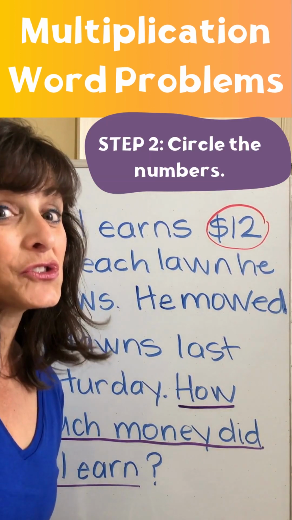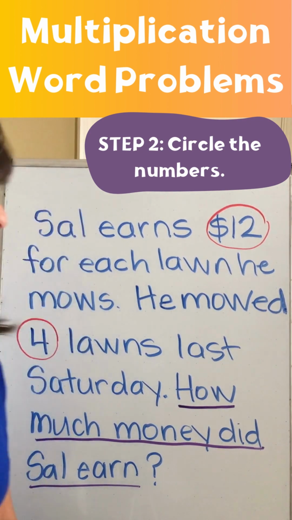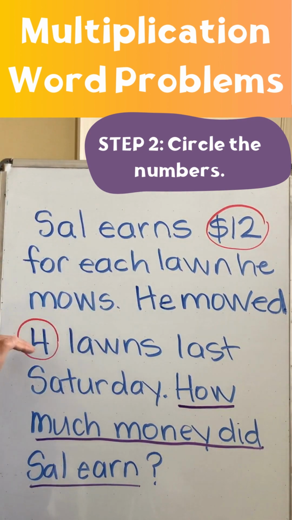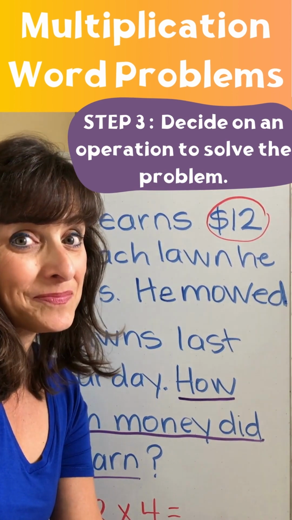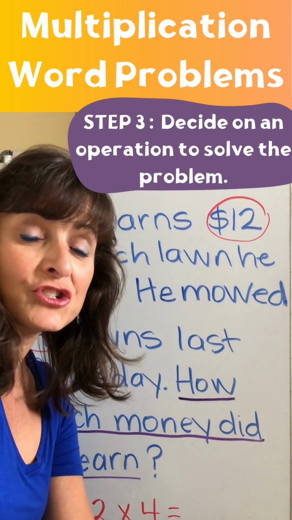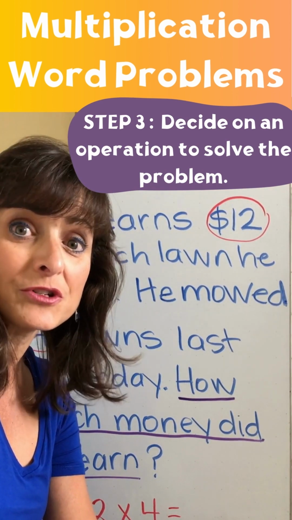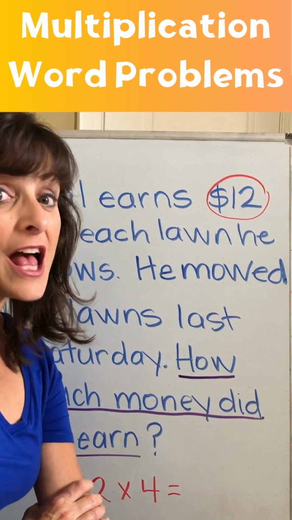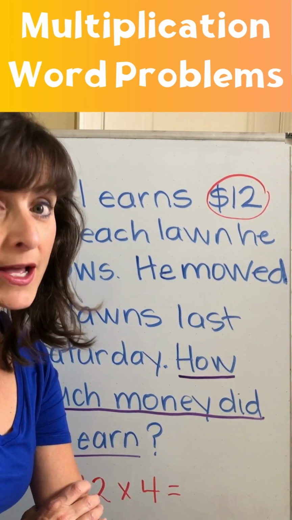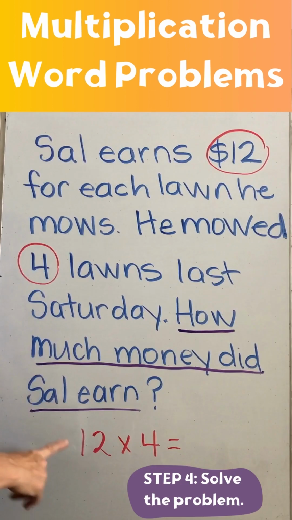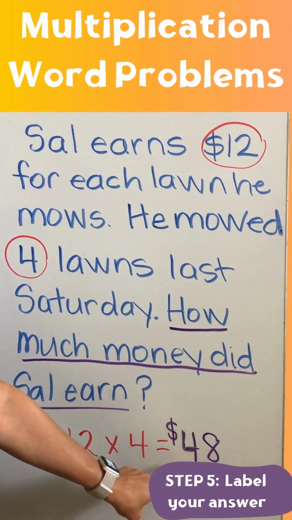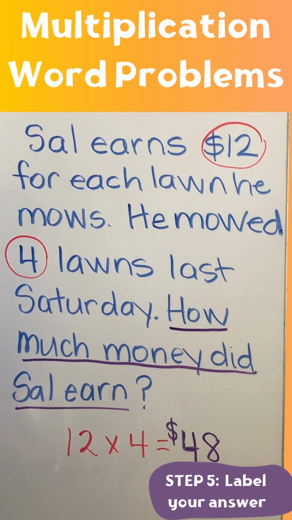The next thing we do is circle the numbers we see in the problem. 12 and 4. The third step is to figure out what operation you're going to use those numbers in order to solve the problem. Since Sal charges $12 for 1, he is going to mow 4 lawns. We will need to multiply 12 times 4. He earned $48 on Saturday.